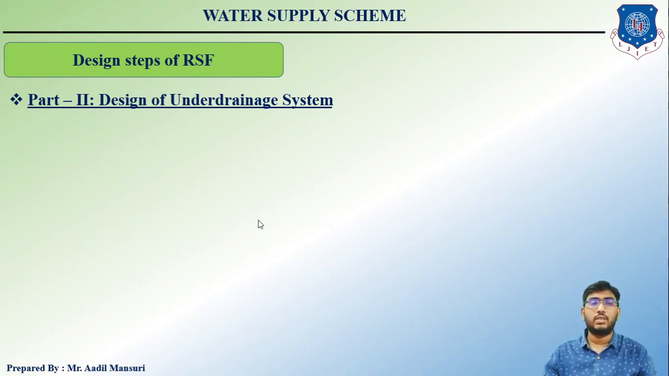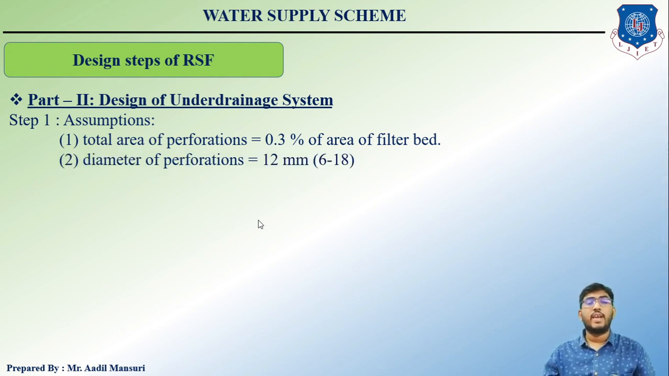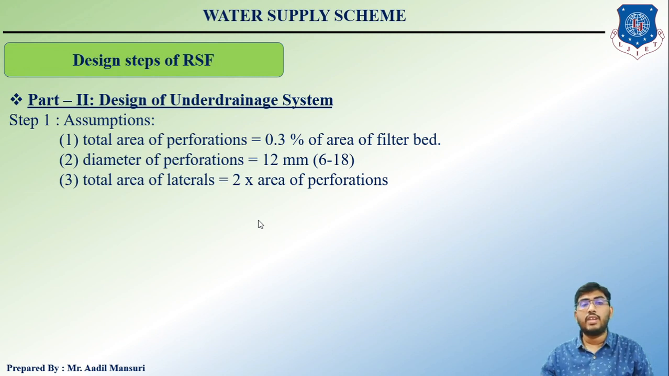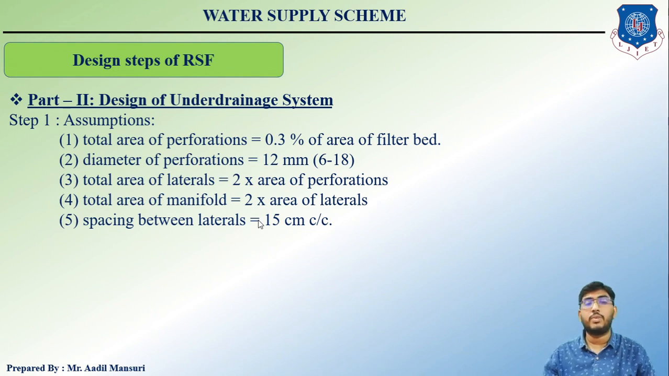That's quite tricky and tedious. So it includes assumptions. First one will be total area of perforations, that is 0.3% of area of filter bed. Then diameter of perforations, you have to assume 12 mm, right? You can assume in between 6 to 18. Then total area of laterals, twice the area of perforations. Total area of manifold, right, that is the central pipe, bigger one, will be twice that of the laterals. Spacing between laterals will be of 15 centimeters center to center.